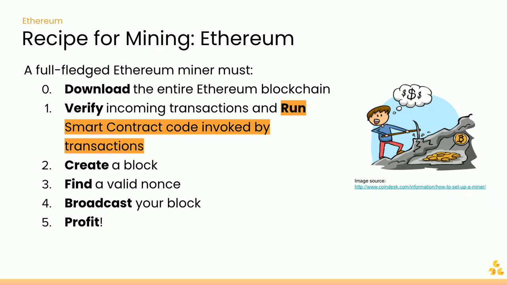So the recipe for mining in Ethereum, this looks very similar if you remember the slide that we did on Bitcoin, except number 1, verify incoming transactions and run smart contract code invoked by transactions. So that's the one step that you add to the Ethereum mining recipe that wasn't on the Bitcoin mining recipe, because like we said, Ethereum is Turing complete. You can run smart contracts on it, which you couldn't do on Bitcoin. So that's why we have this highlighted. Everything else is the same. Download the blockchain, verify transactions, create a block, find a nonce, broadcast your block, profit. Everything else is the same except for that step in verify incoming transactions.